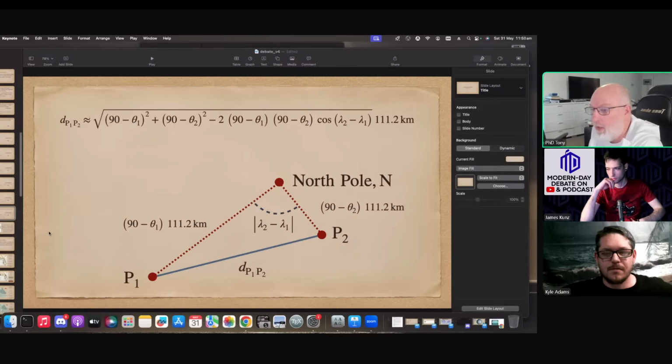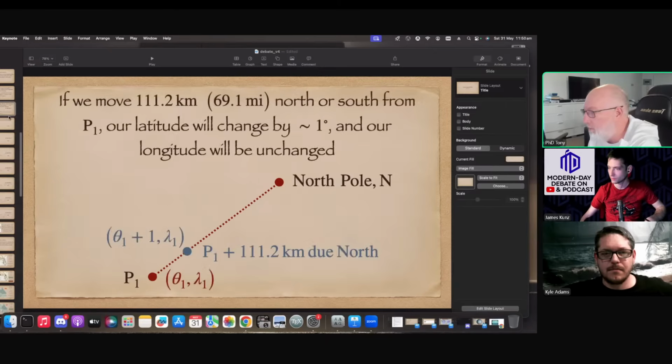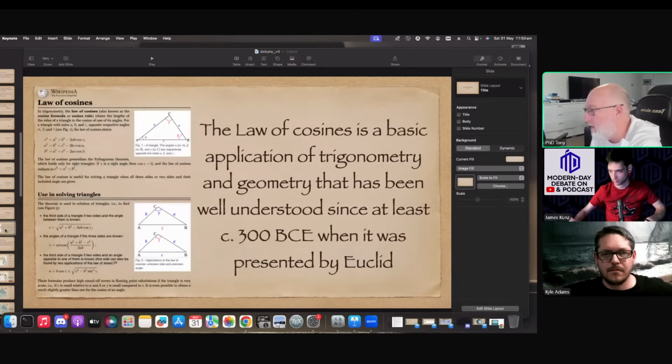Okay, so all I've used are two pieces of information. One, the fact that if you move 69 miles north, you've changed your latitude by about 1 degree. And I've used the law of cosines. Those are the only two things that I've used, right? The rest is just straight mathematical formalism.